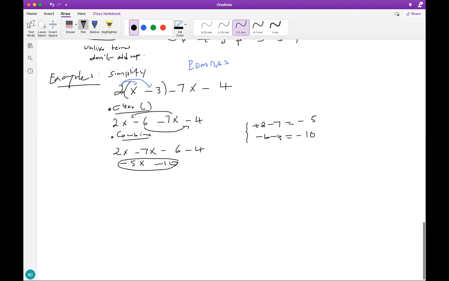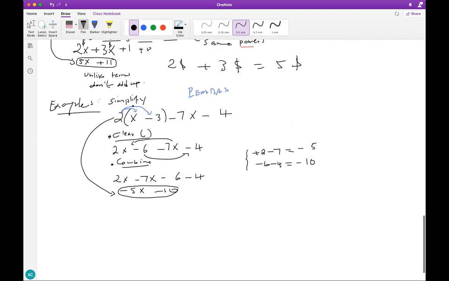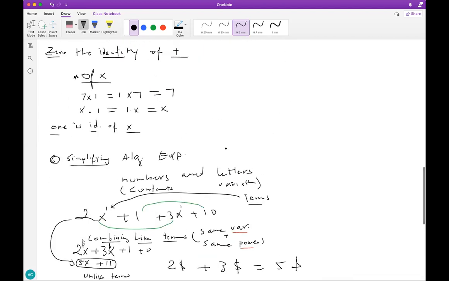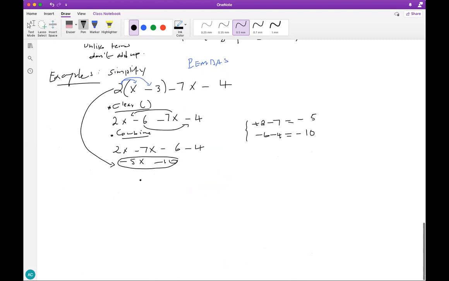So as you can see, this expression was much more complex, parentheses and everything. We turned it into something a lot simpler. Again, that's the reason why we simplify. So you want your answers to be like this instead of something a little more complex like that. Let's look at another example.